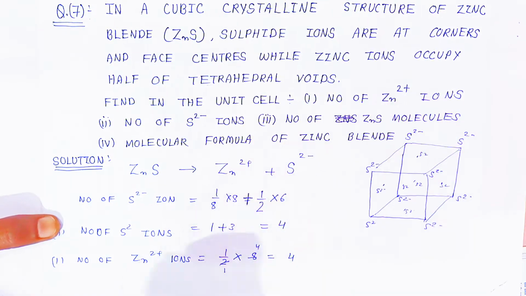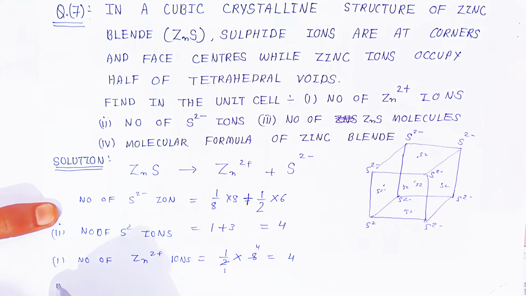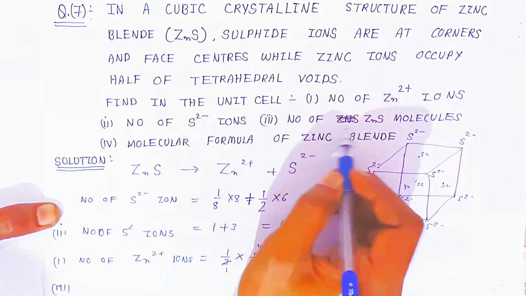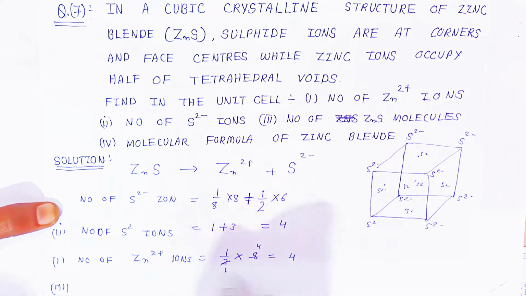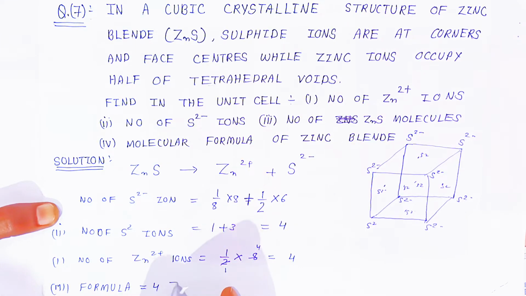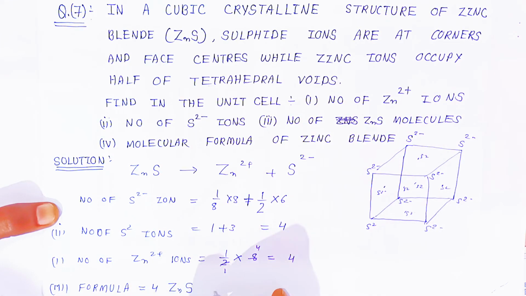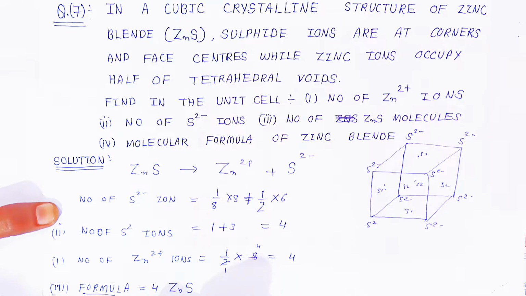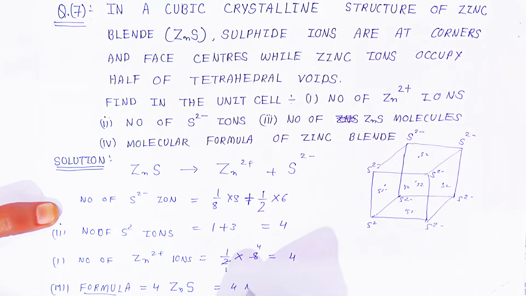Number of zinc ions, that is the third answer, students. If you want to find the number of zinc sulfide molecules, because you have 4 zinc 2 plus and 4 sulfide, the formula will be 4 zinc sulfide molecules. So this way you can explain the formula as well as the molecular formula. So there are 4 molecules of zinc sulfide, students. Understanding?